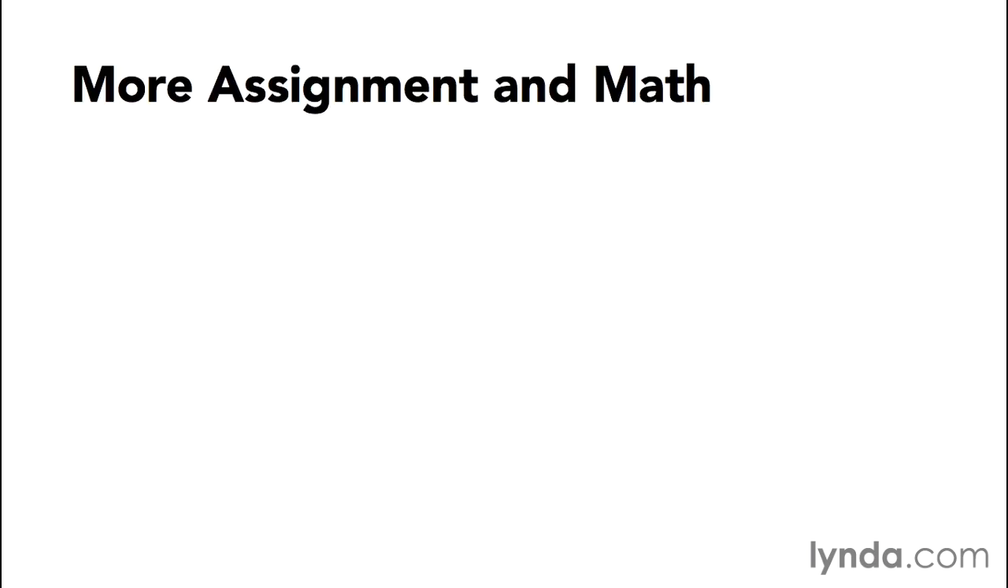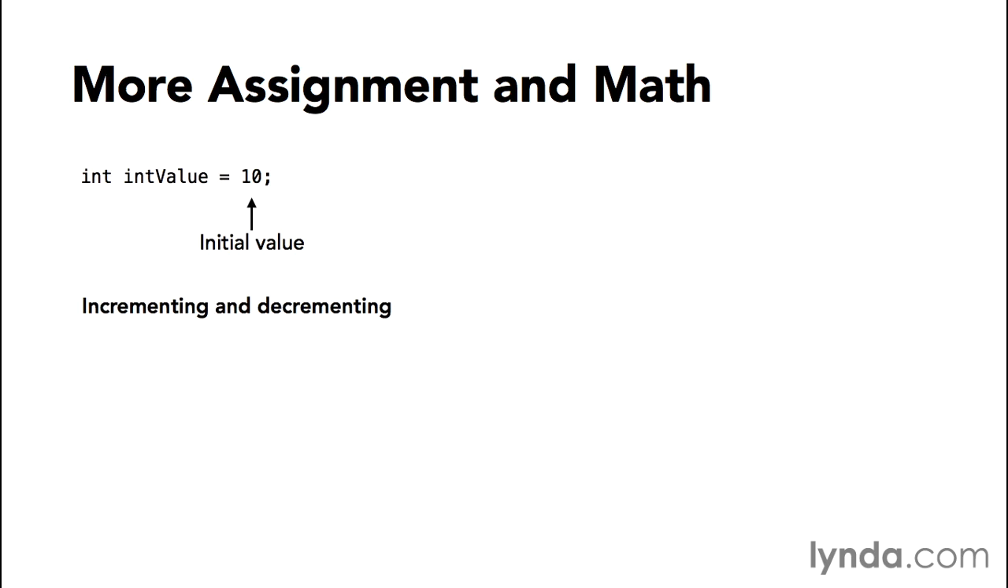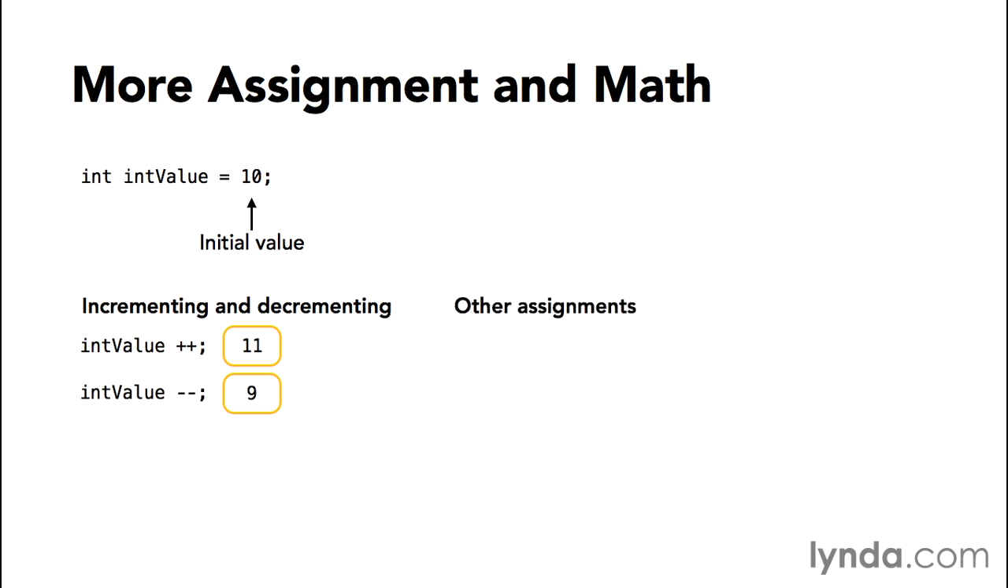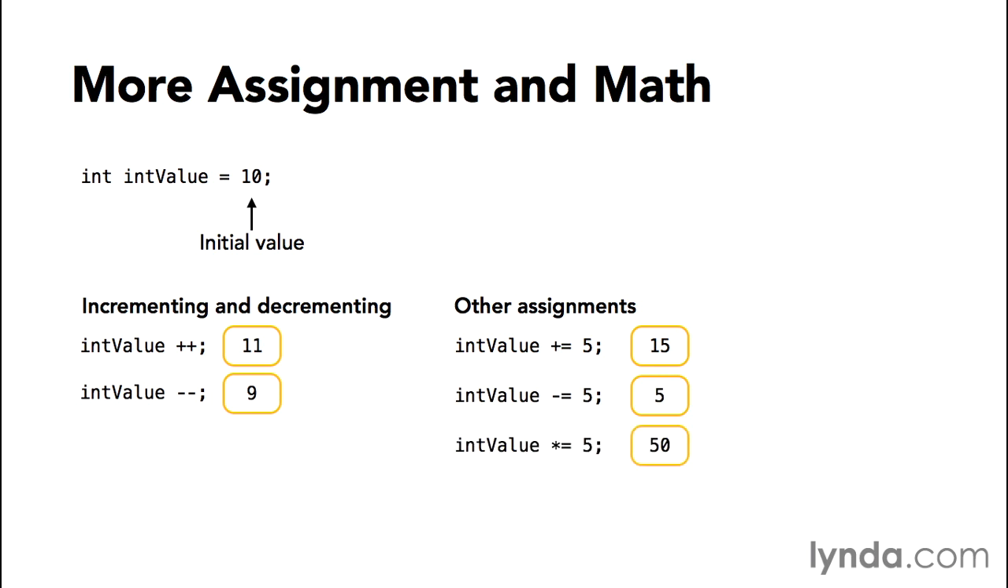Here are some other things you can do with assignments and mathematical operations. I'm starting with an integer value of 10. You can increment and decrement that value with a plus plus or a minus minus, and that operator can go either before or after the variable name. I'll talk about the effect of that in just a moment. You can also increment or decrement and assign values at the same time using these operators. Plus equals means assign the value and execute the math operation. Minus equals does the same thing for subtraction. And there's also asterisk equals and divide equals.